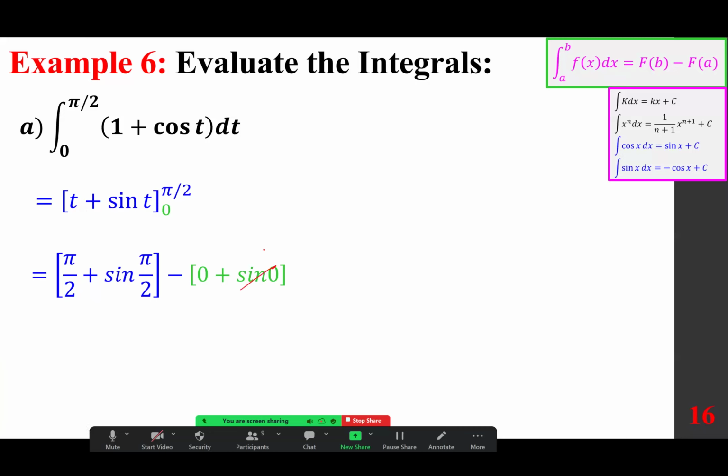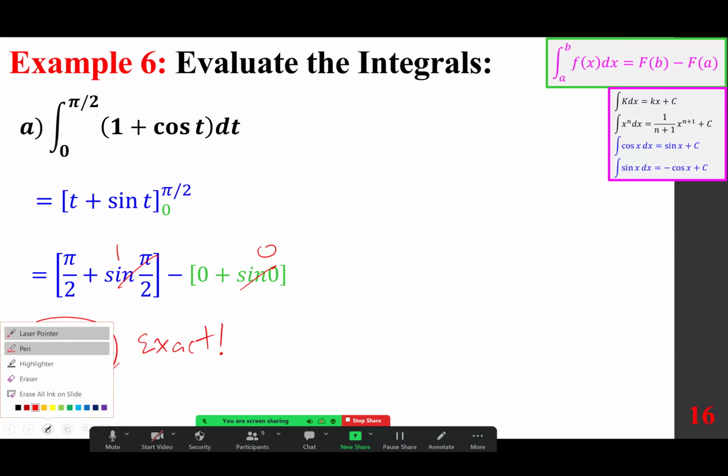We should know sine of 0 is 0, and we should know sine of pi over 2 is 1, and pi over 2 plus 1 again. This is an exact answer, everybody. I want to keep it as exact.